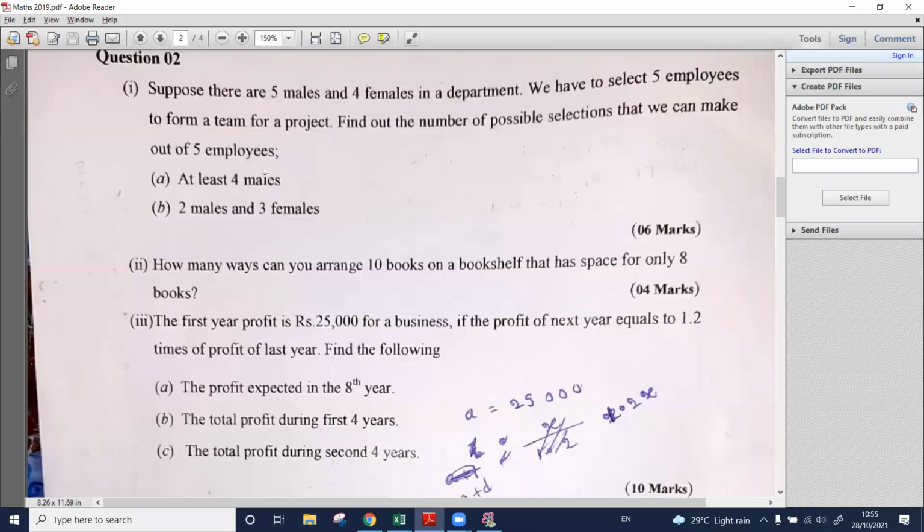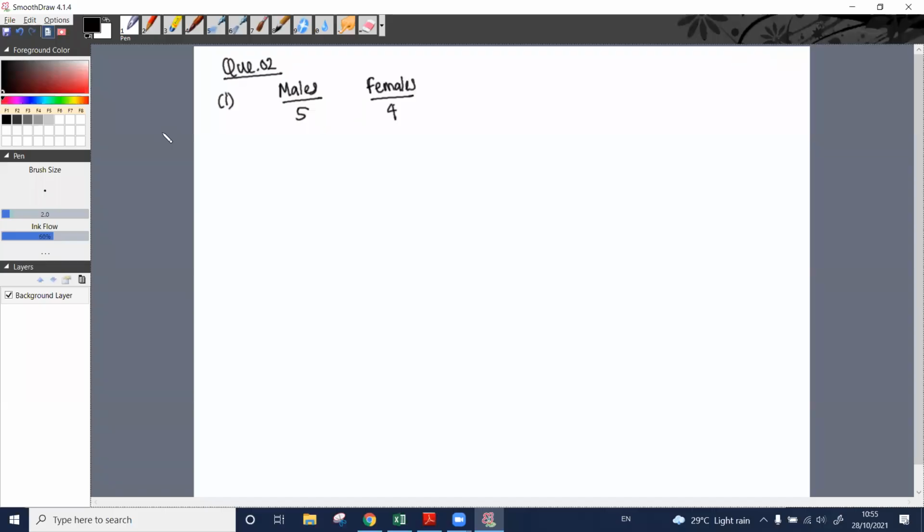Part A, at least 4 males. Right. At least 4 males should be there.